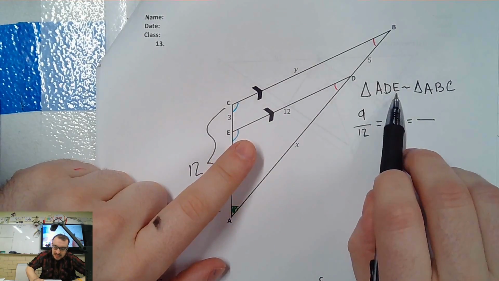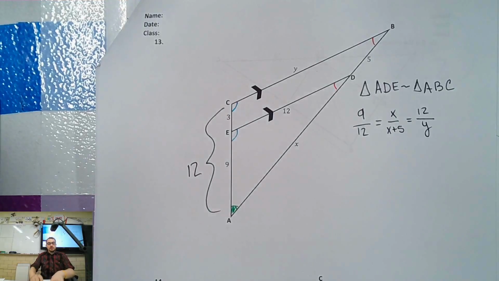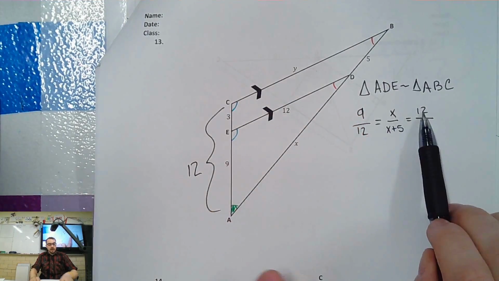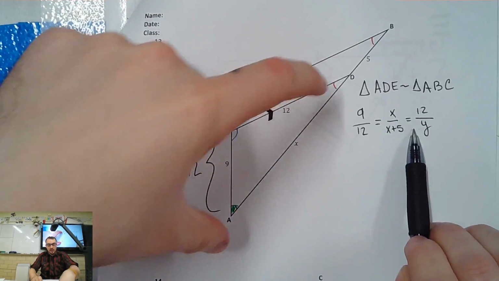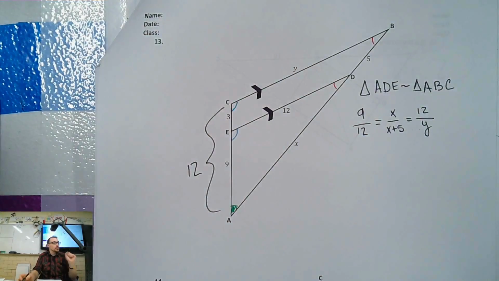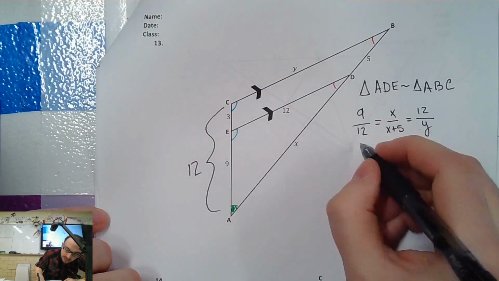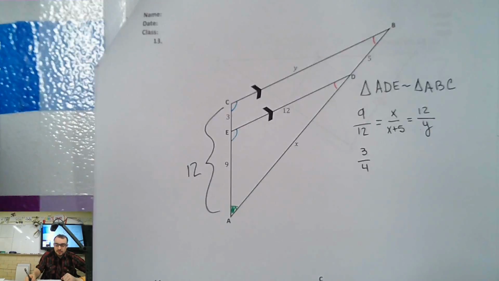And then ED and BC go together, 12 and Y, right? Don't goof up your order, right? If you start with the small triangle on top, make sure you keep with the small triangle. 9, X, and 12 on top. Big triangle stuff on the bottom. 12, X plus 5, and Y. Don't goof that, okay? So, again, you don't have to write that, but it can help. So now we know 9 over 12 reduces to 3/4. So all of these relationships are 3/4.